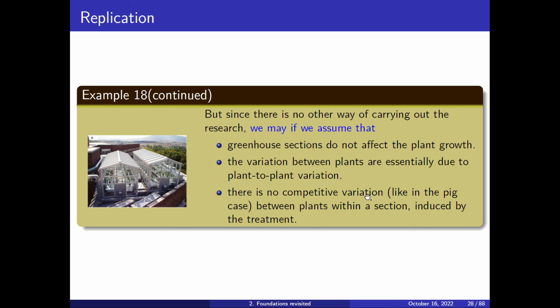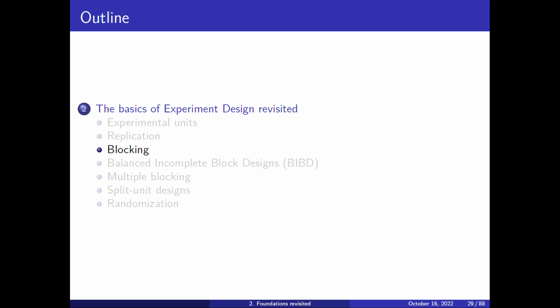There is no competitive variation, like in the pig case where the hormones make them more aggressive, between the plants within a section, and this competitive variation has been induced by the treatment. So if all these conditions hold, then you can use the plant as the experimental unit and not the greenhouse section. Okay, so this would be all for replications, and in the next section we will have blocking.